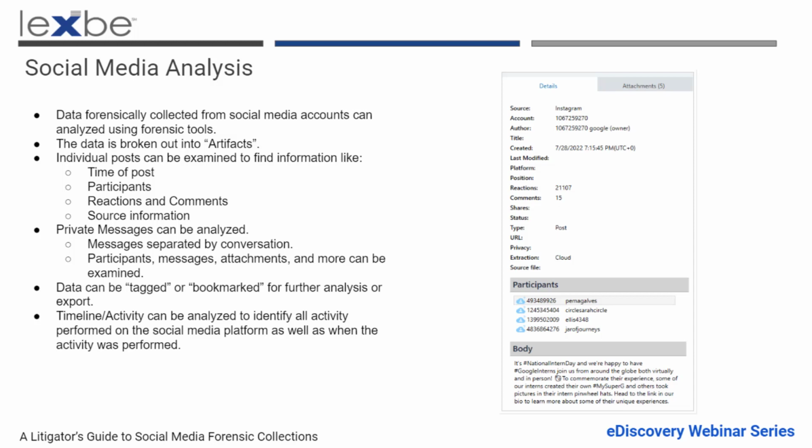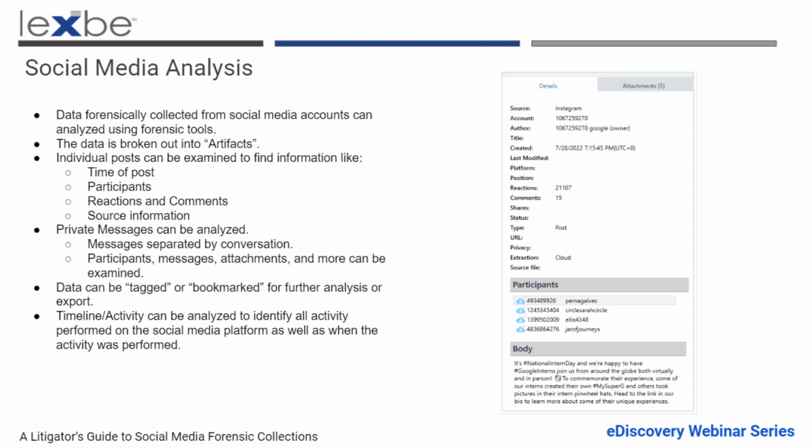Individual posts can be examined to find information like the time of the post, the participants within that post, any reactions or comments, and source information where it came from. So as you can see on the right in that screenshot, this is from Instagram. It has the account number, which is Instagram's number that it provides for that account, and something that you don't see if you go into Instagram without these types of tools.